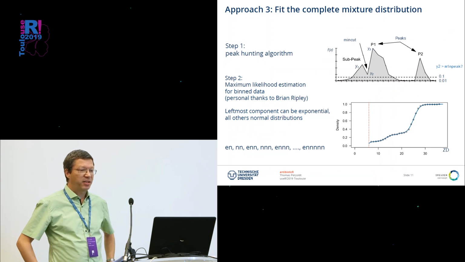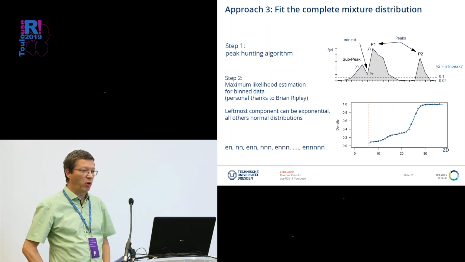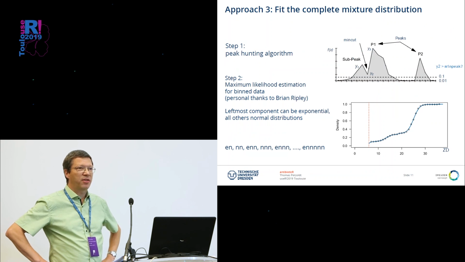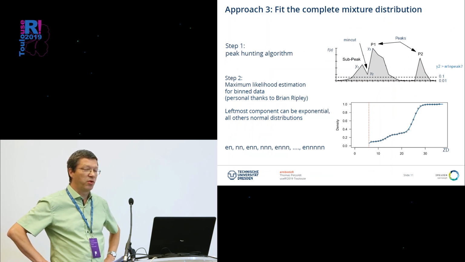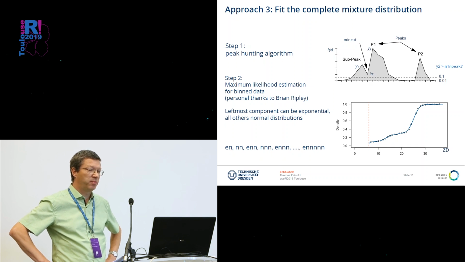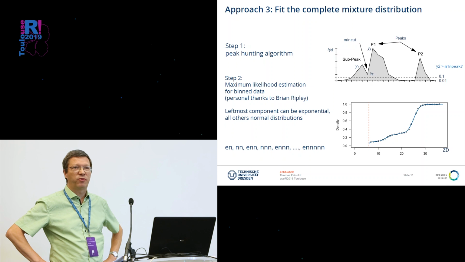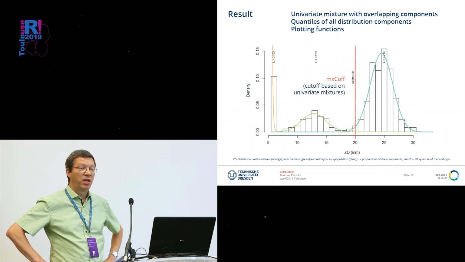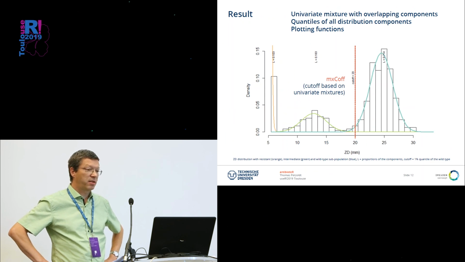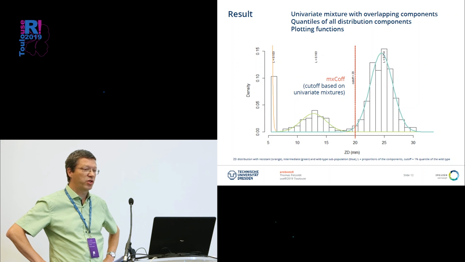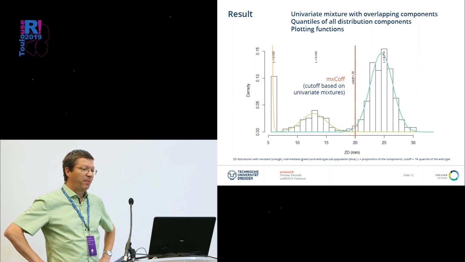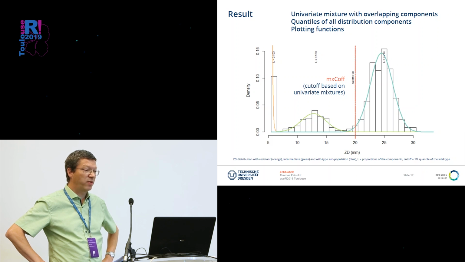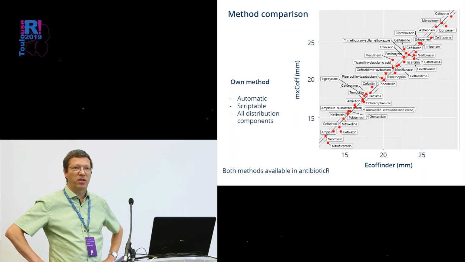So then we wanted to do more and separate also the other peaks. Here we first use a heuristic peak hunting algorithm, and then maximum likelihood fitting the whole distribution, consisting of an exponential maybe, and then some normal distributions. This is the result, and we can estimate an ECOFF. We are not allowed to call it this way because that's the official term. We called it MXCOF, cutoff based on mixture values, and we get estimates for the other subpopulations.